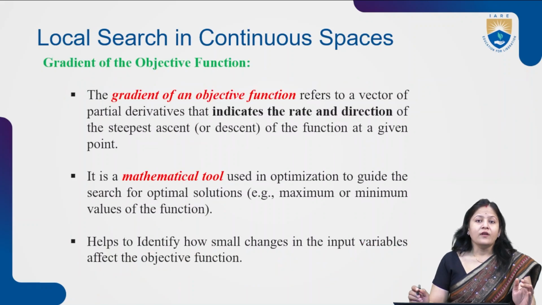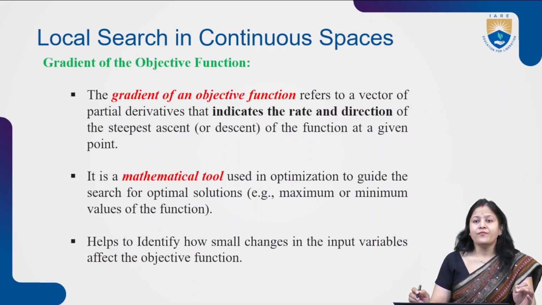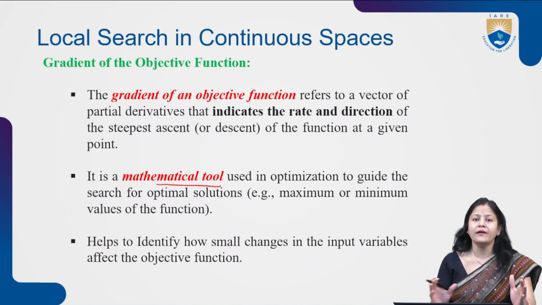The gradient of an objective function refers to a vector of partial derivatives that indicates the rate and the direction of the steepest ascent or descent of the function at a given point. It is a mathematical tool. The objective function is a mathematical formula, or a mathematical tool, which is used in optimization to guide the search process for the optimal solution.